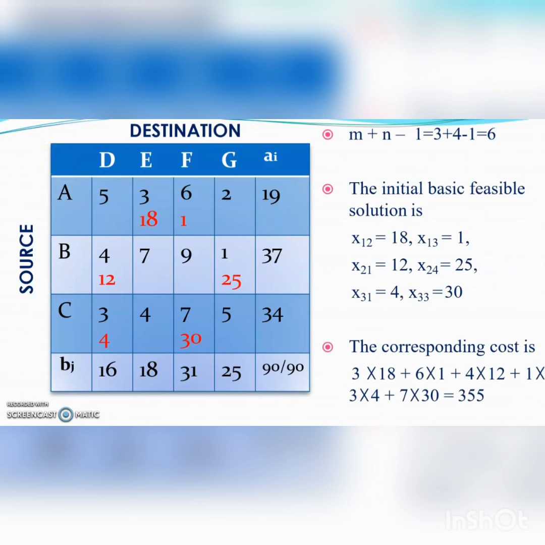Today we have discussed 3 methods for finding an initial basic feasible solution of a transportation problem. In our next lecture, we shall learn how to find the optimal solution of a transportation problem.